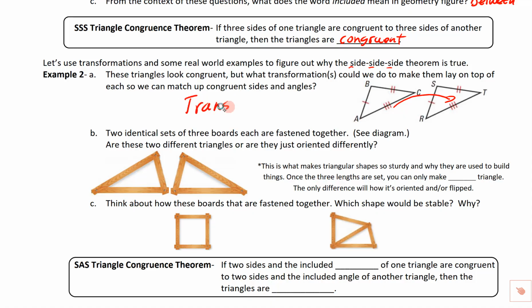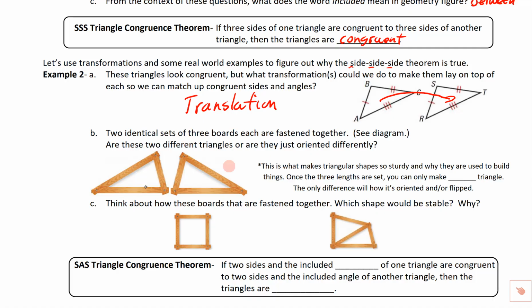So we're going to write translation. A translation would slide this one, triangle ABC, onto triangle RST, and they'd lie right on top of each other. Everything would correspond and match up perfectly, and they'd definitely be congruent. We could see it that way. Remember, a translation is one of those transformations that is rigid. It keeps things the same size and same shape, so it does keep them congruent. A dilation wouldn't.